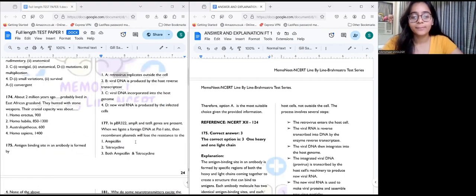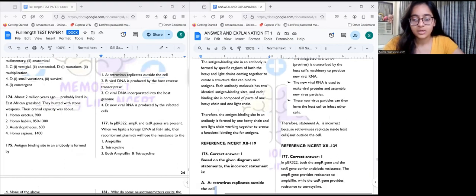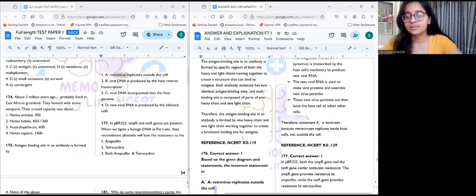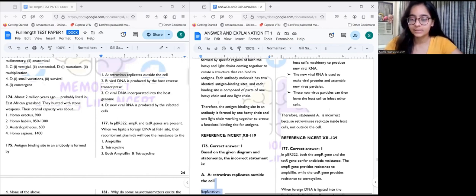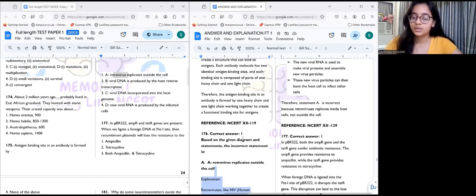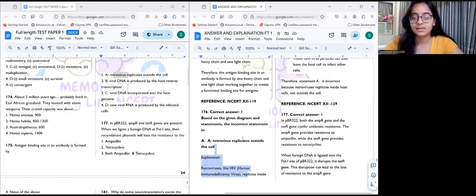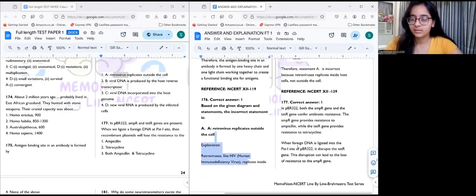Then in PBR 322, ampicillin resistance and tetracycline resistance genes are present. When we ligate a foreign DNA at PST1 site, the recombinant plasmids will lose resistance to the what? Okay, so the answer is option number 1, which is ampicillin. Because in PBR 322, both these genes offer antibiotic resistance. The ampicillin resistance gene provides resistance to ampicillin, the tetracycline resistance gene provides resistance to tetracycline. Now, when foreign DNA is ligated into the PST1 site of PBR 322, it disrupts the tetracycline resistant gene, right? This disruption can lead to the loss of resistance of the ampicillin resistance gene.